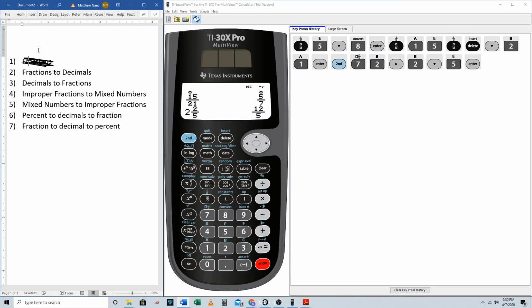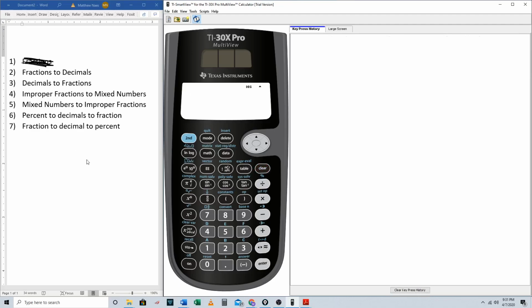Okay, now fractions to decimals. Let me clear all this. Clear and clear this. Fractions to decimals are real easy. Let's say I type in the fraction again, 2/5. Now most of you may know that this is 0.4, but if not, there's a way to convert this to a decimal. Once I type in the fraction, I'm going to press the button that's above the enter button, which is this button right here, and you're going to see these 2 little arrows pop up.